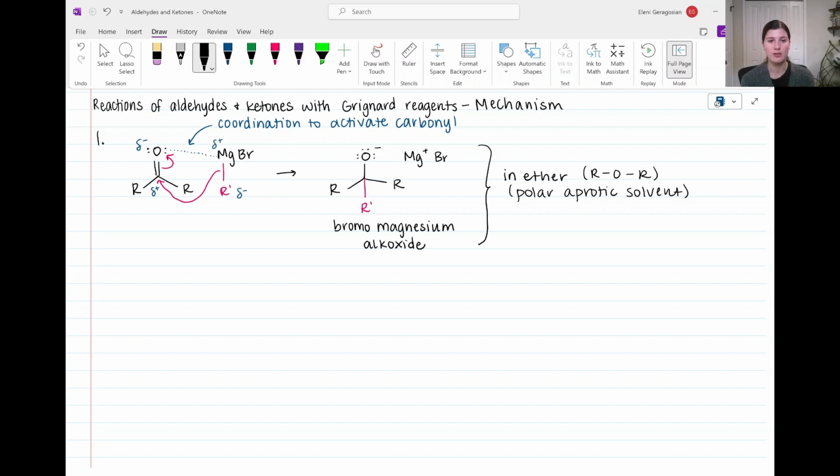And we have to do this first step without any acidic protons present, because they would interact with the organometallic reagent quicker than the aldehyde or ketone would. And so after we've formed that bromomagnesium alkoxide intermediate, then water can be added to protonate that oxygen, and we get the final product. So second step, which occurs in acidic water, we start with that alkoxide molecule.